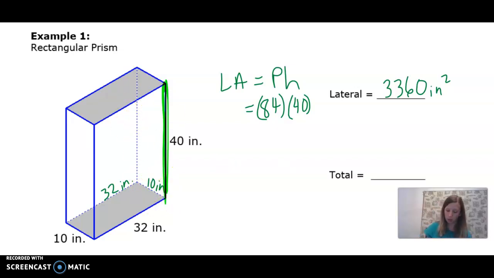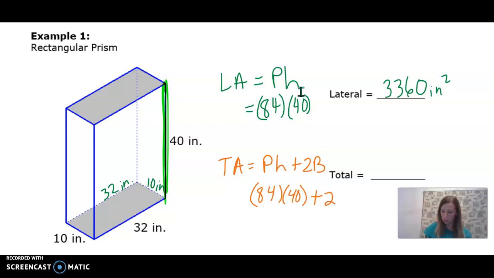So let's use our formula for that. Total surface area is PH plus 2B. Now we already found the lateral surface area, P times H, 84 times 40. Now we need to know what is the area of the base. We got the 2 here. What's the area of the base? How do we find an area of a rectangle? Length times width. So 10 times 32, which is 320.